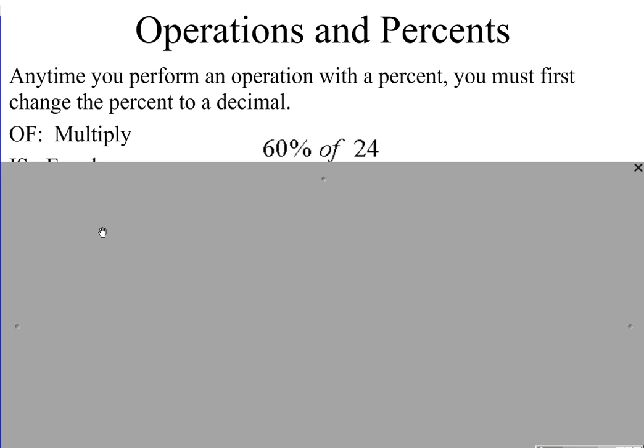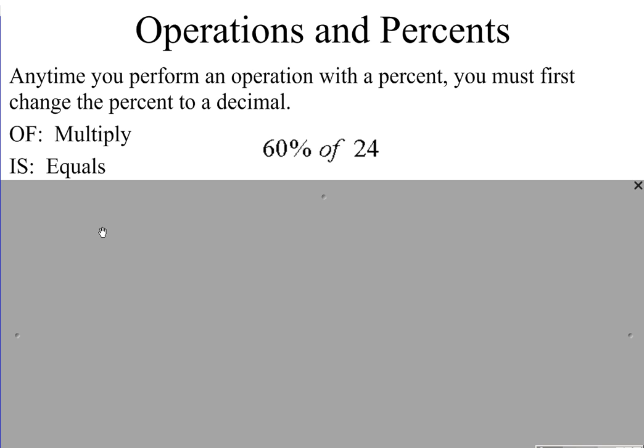it to a decimal. Two key words that you need to recognize, and you'll see this over and over and over again throughout this class and on the ACT. The word of, when we go to write a mathematical expression, translates to multiply. The word is translates to equals.